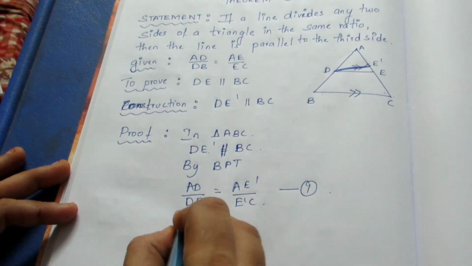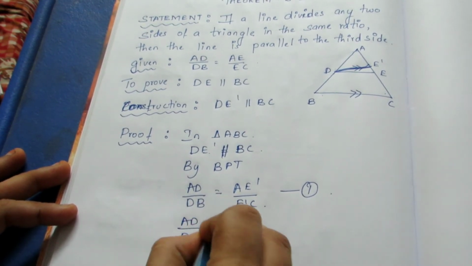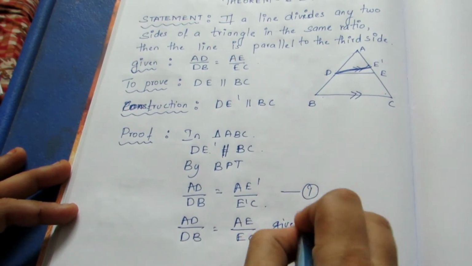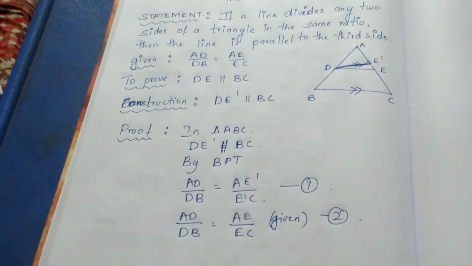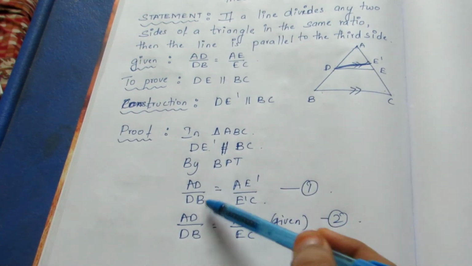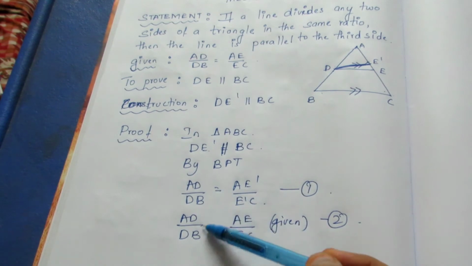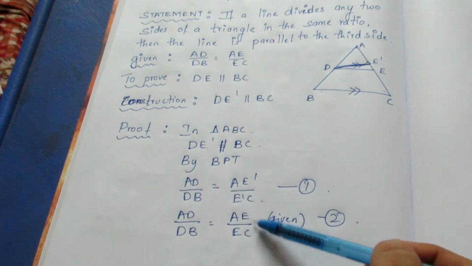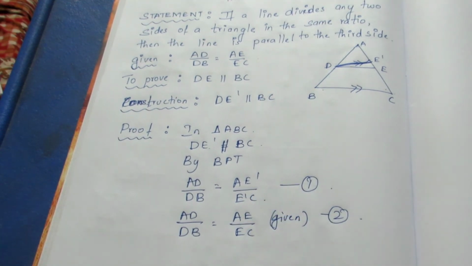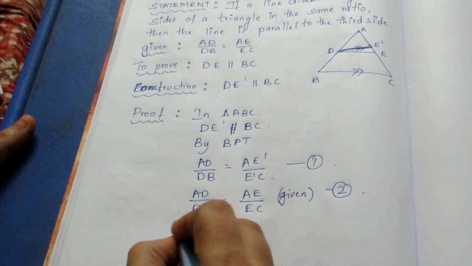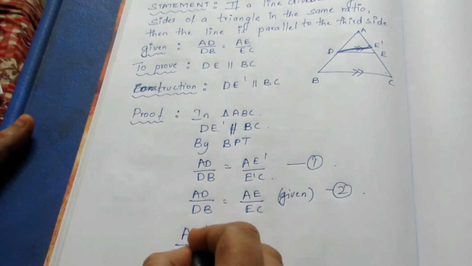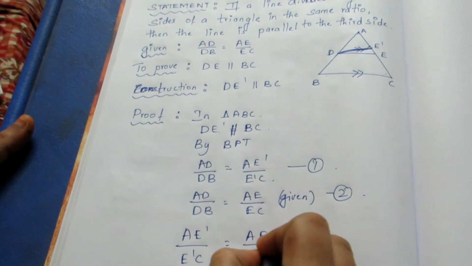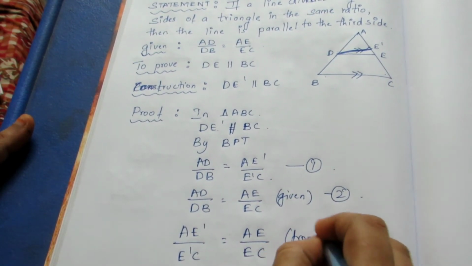The given here is AD by DB equal to AE by EC. This is given. I am taking this given as equation 2. Now if you check the LHS of these two equations, they are the same, AD by DB equal to AD by DB. So as these two are equal, we can directly say the two RHS will be equal. If LHS is equal, then RHS will also be equal. So AE dash by E dash C is equal to AE by EC. This is from 1 and 2.